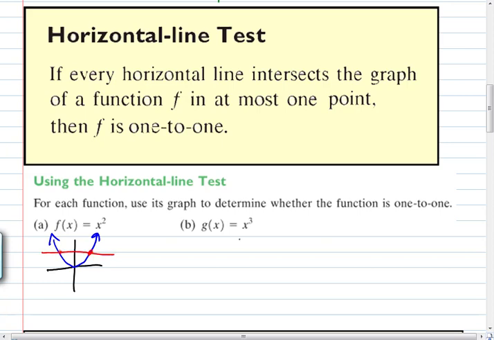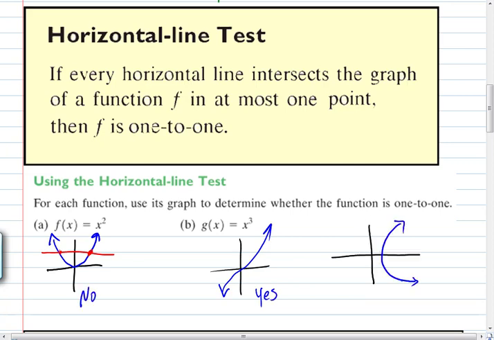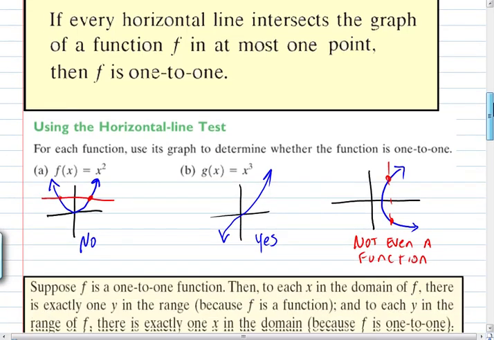Here's a graph of a cubic function, basic cubic function, something like this. Would this be one-to-one? Yes, this would, because it passes not only the vertical line test, but it also passes the horizontal line test. So this one's a yes, this one is a no. What if I give you this? Would this be a one-to-one function? No, it's not even a function. It fails the vertical line test. Remember, in order to be a one-to-one function, first it has to be a function, which means you have to check the vertical line test first, then check the horizontal line test.